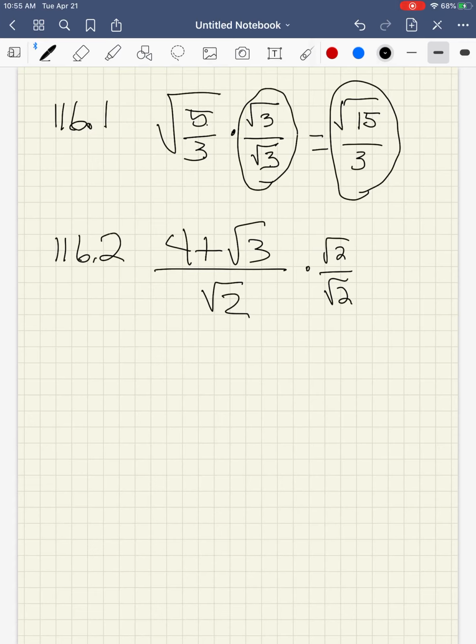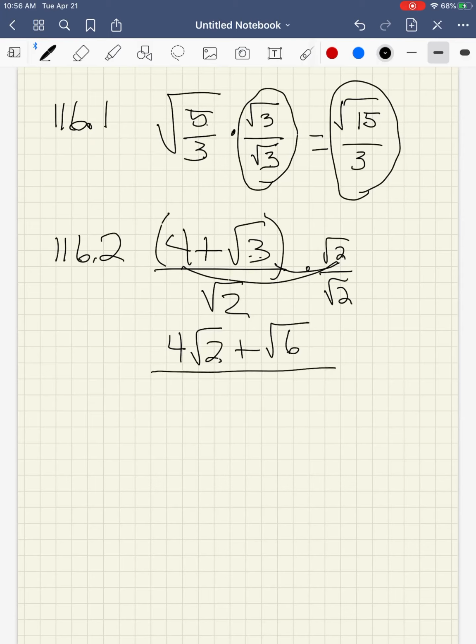And now I'm going to put this in parentheses because this square root of 2 has to be distributed here and here. So when we multiply 4 times the square root of 2, we get 4 square root of 2 plus, here they're both under the square root, so we simply multiply the numbers. 3 times 2 is 6, and in the denominator, square root of 2 times square root of 2 is 2.